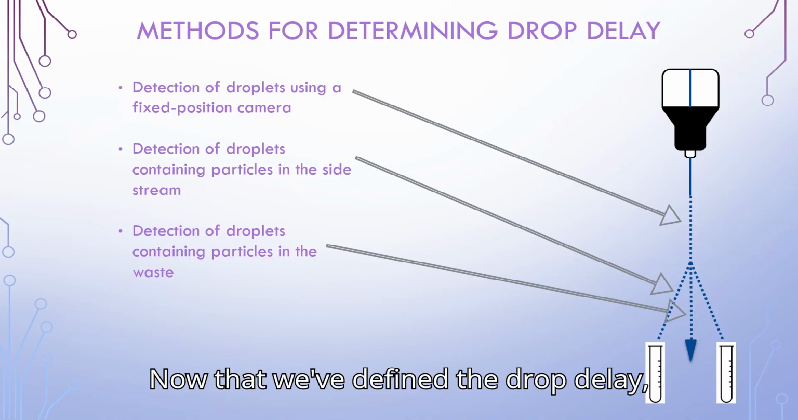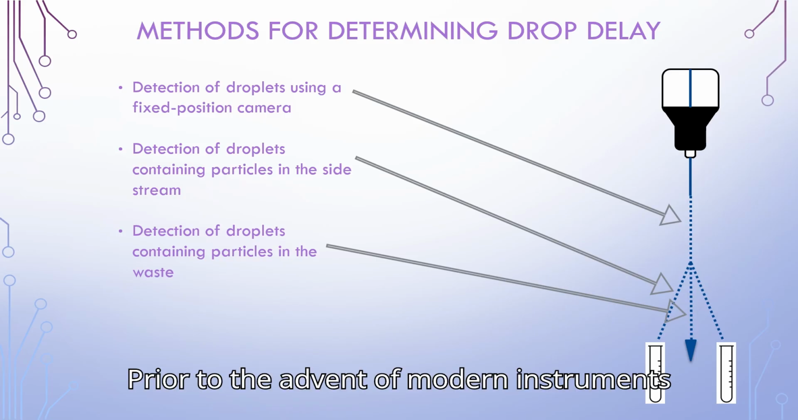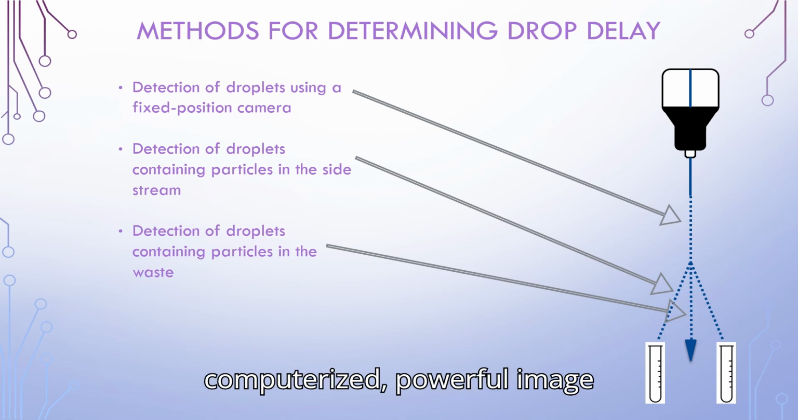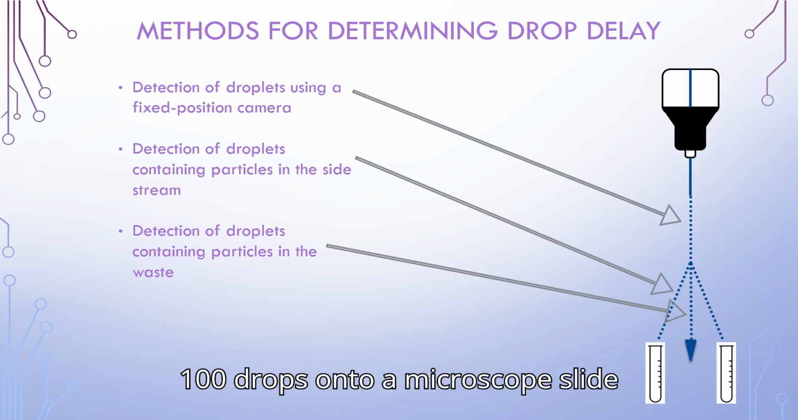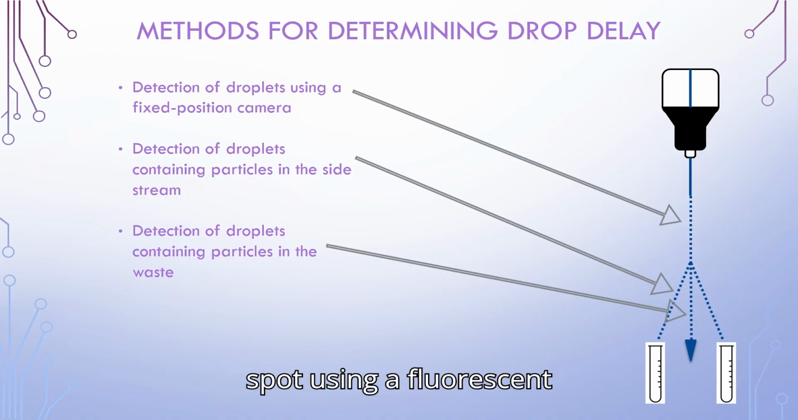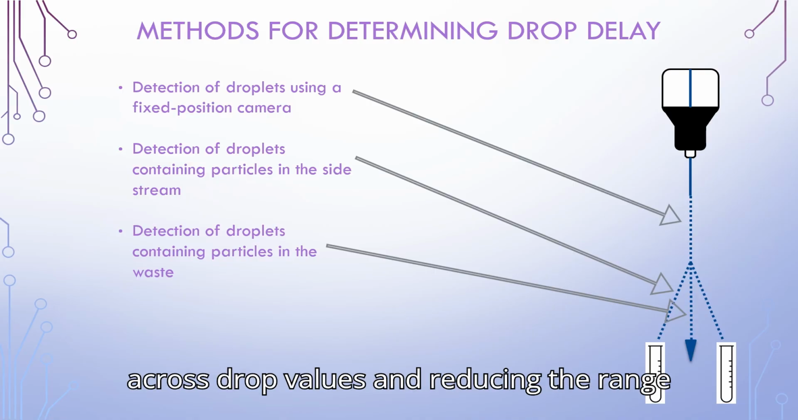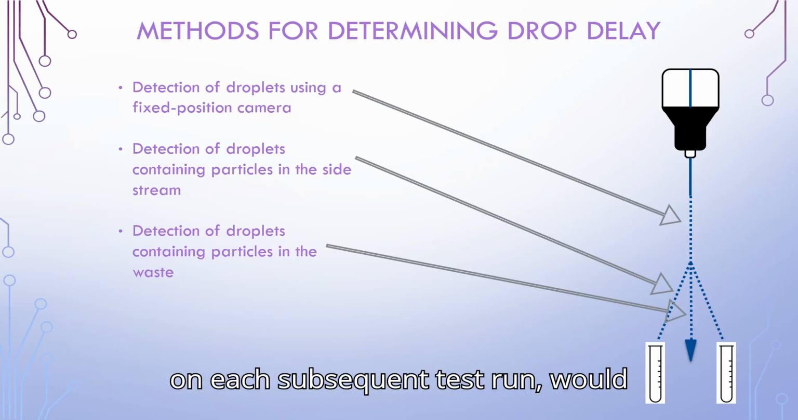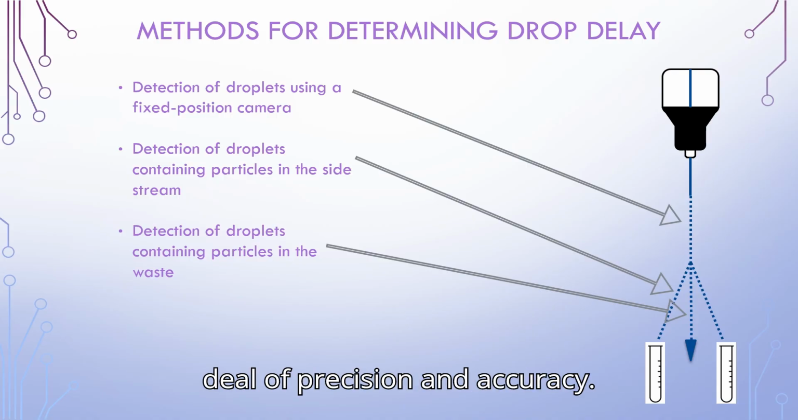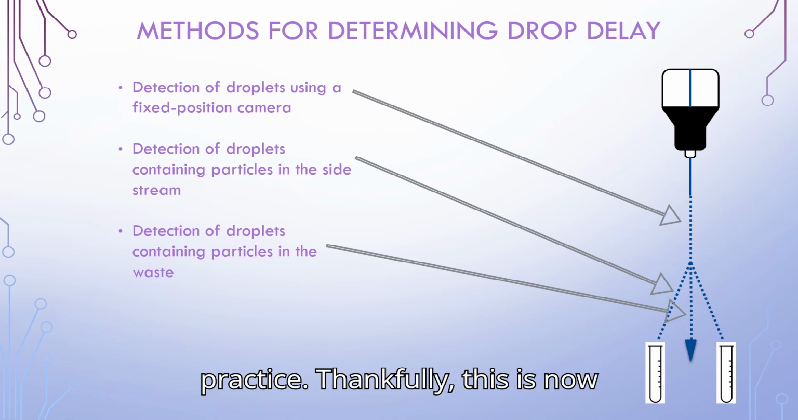Now that we've defined the drop delay, it's important for us to explore methods for determining that drop delay. Prior to the advent of modern instruments with integrated cameras paired to computerized, powerful image processing, users would test sort 100 drops onto a microscope slide and count the number of particles in each spot using a fluorescent microscope. Working back and forth across drop values and reducing the range on each subsequent test run would allow an experienced operator to determine the drop delay with a great deal of precision and accuracy. However, this method is costly in terms of time and requires a great deal of practice.